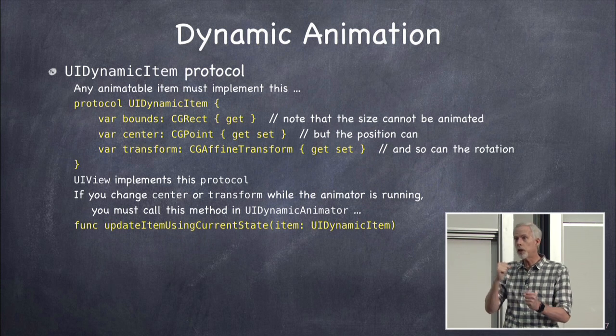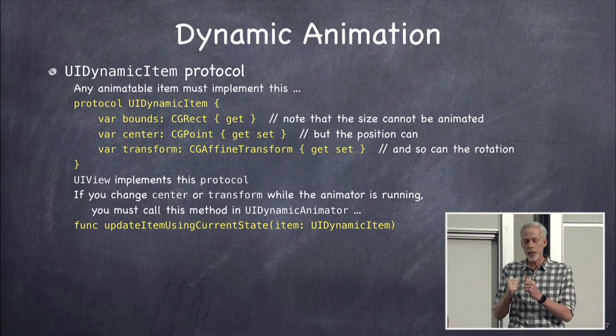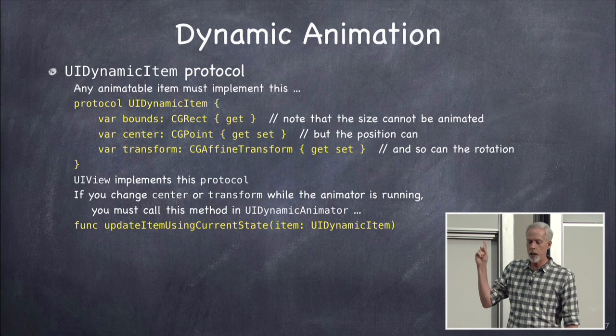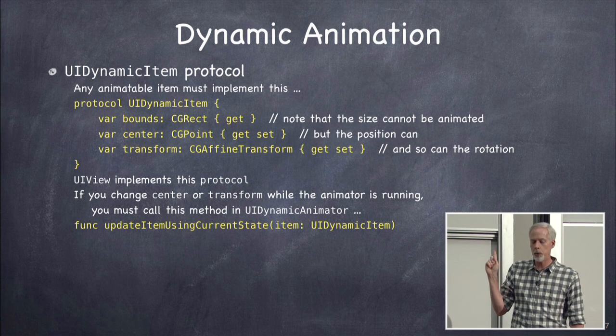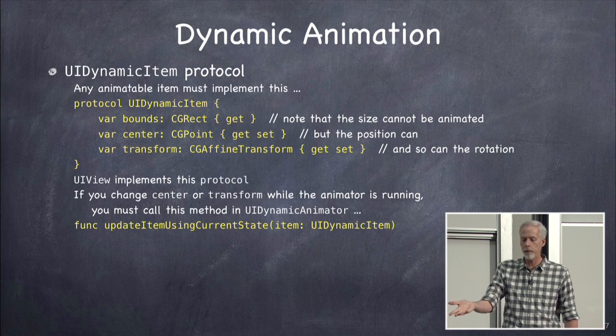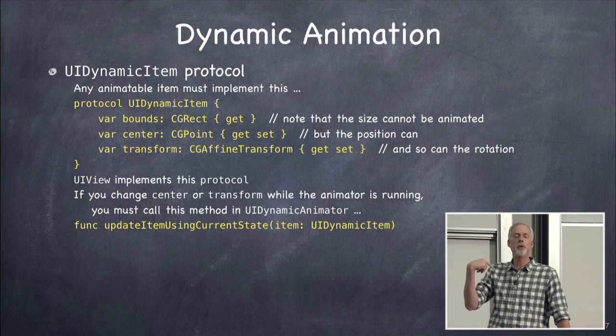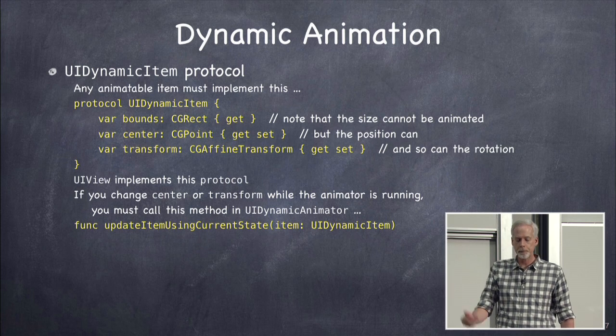Right? So don't fight your dynamic animator if you want to change the center or transform of a view that you've added to an animator. You have to tell the animator using this method right here, update item using current state. And you just pass the UIView that you changed the center or transform of, and it will pick up what you changed it to and continue from there.